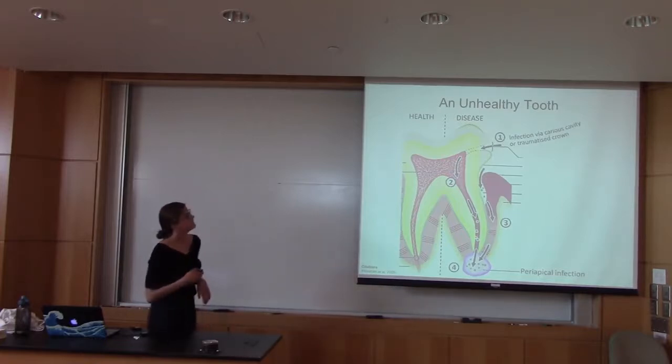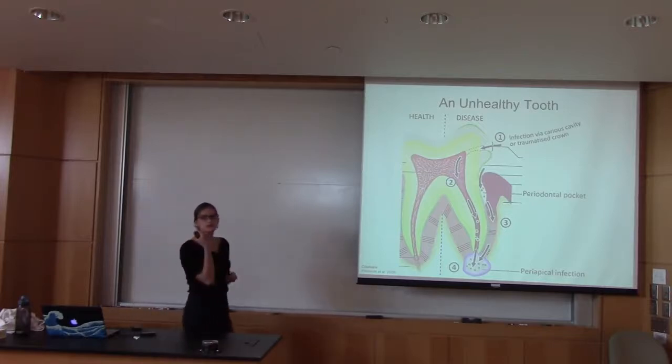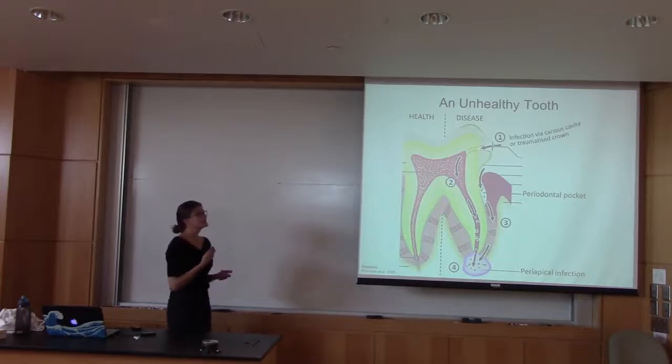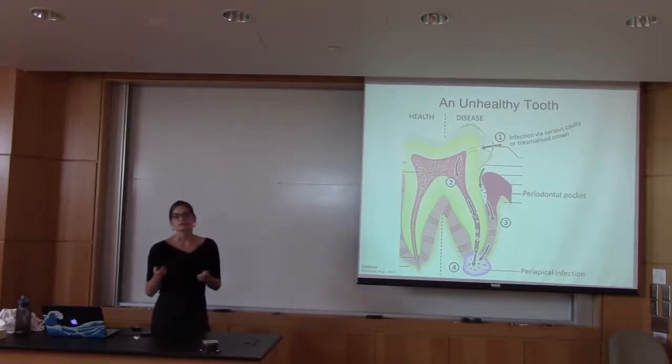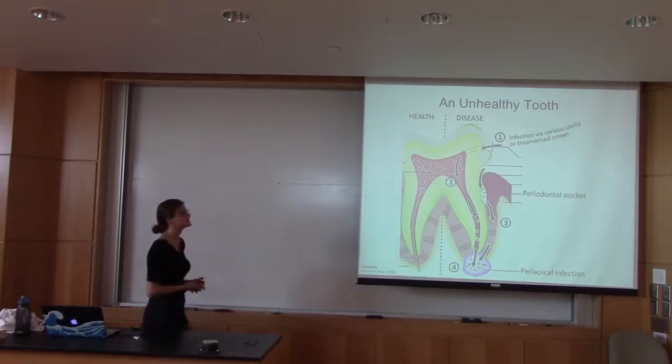And the second route is through the periodontal pocket, which is the area between your gum line and your tooth. This is the area that you clean when you floss. And it is also a prime aggregation point for bacteria to grow and thrive because it doesn't get disturbed by any other force besides flossing. It's like a nice, warm, moist environment for bacteria to grow in.